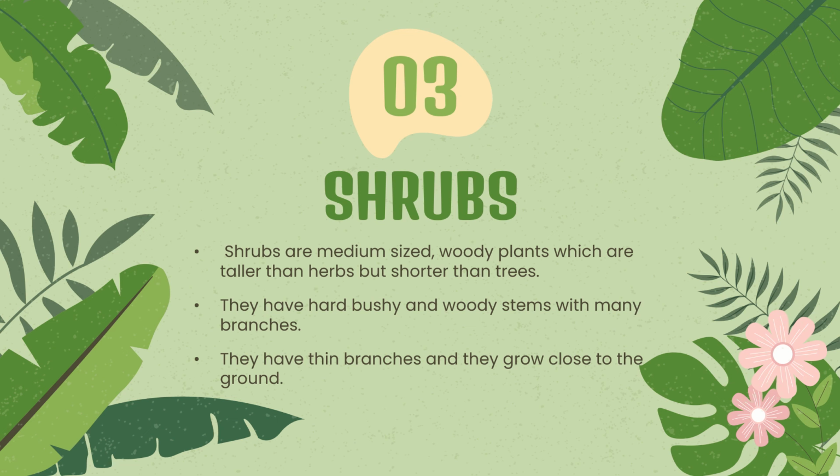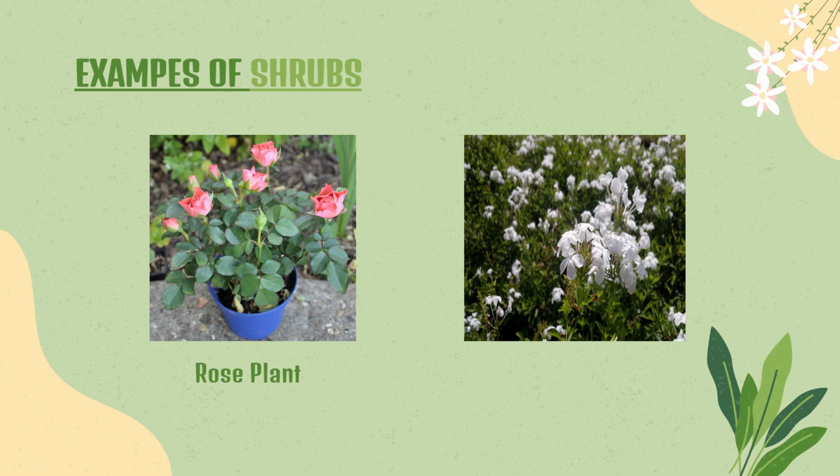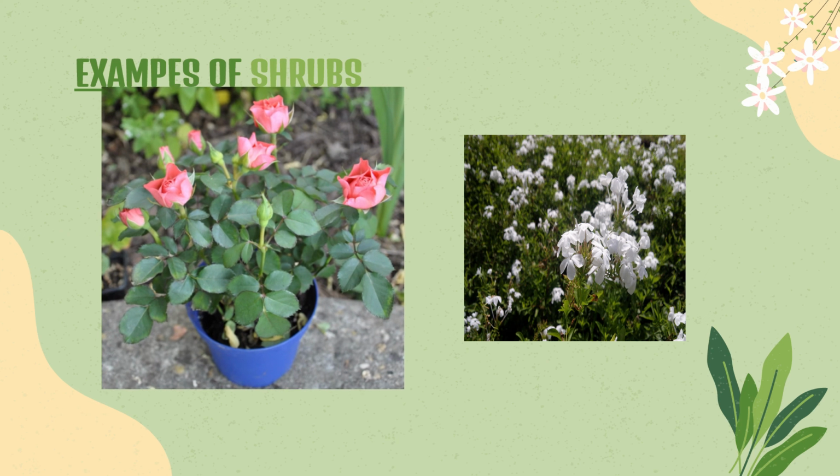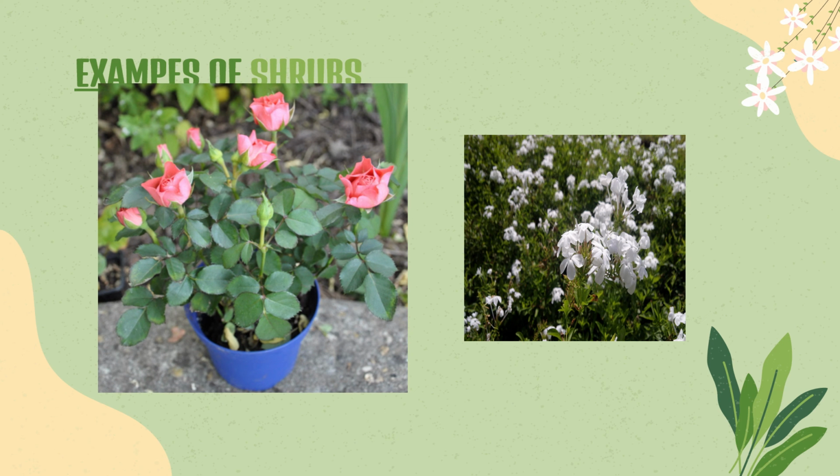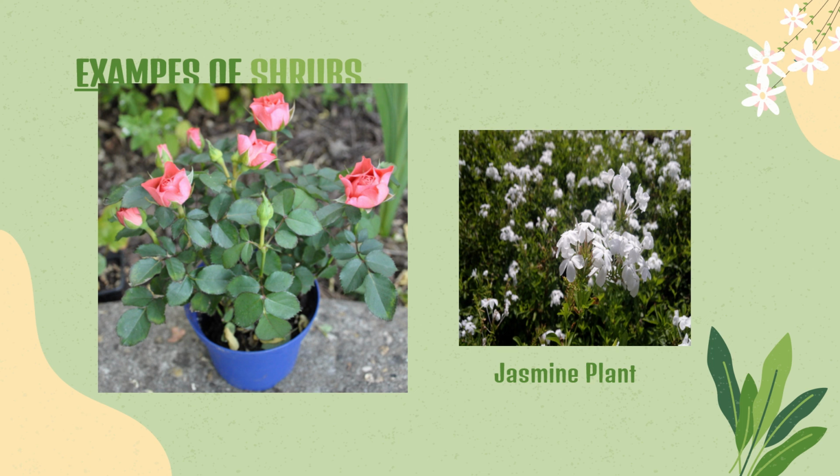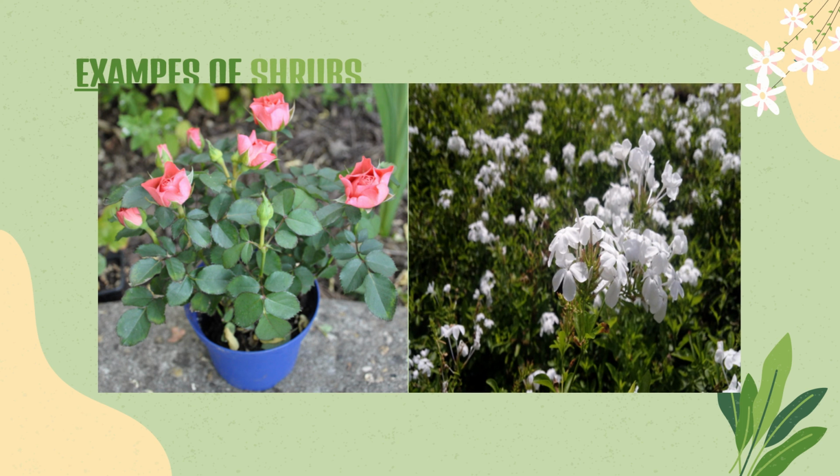So let's see the examples of shrubs. What is this? This is a rose plant and it is a shrub. See how bushy it is. It has many branches, but it has very thin stem, right? And it is very close to ground also. It is not that tall. Next example is jasmine plant. Again, jasmine plant is also a bushy plant. It also has many branches, has weak stem, thin stem actually. So these type of plants are called shrubs.